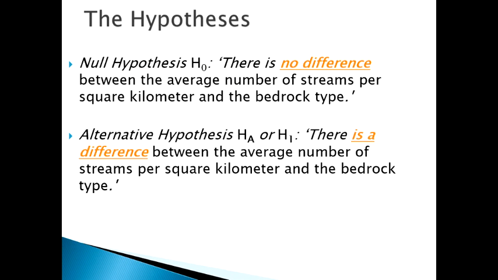You could say there is no difference between the average number of streams per square kilometer in the bedrock type, and then the alternate hypothesis has to be the opposite of that, where you would say, aha, there is a difference. So the null is saying that you're going to find no difference when you examine data, and then if you do, you have to falsify that null hypothesis. It doesn't mean necessarily that you're accepting the alternative hypothesis. It means that the alternative hypothesis may be true.